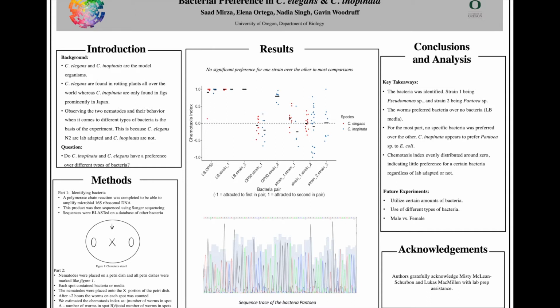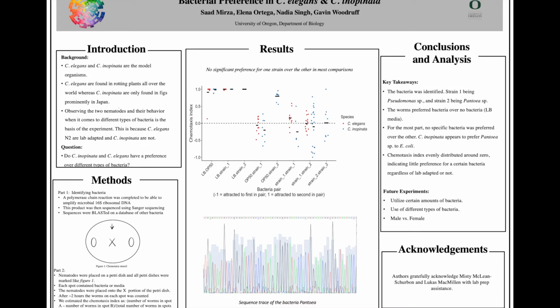The second part was actually observing the behavior. So the nematodes were placed on a petri dish, and all petri dishes were marked like this figure over here. Basically, the X represents where the worms were injected, and then each circle was either put with bacteria or medium, and these nematodes were then counted after 2 hours of being placed on the X to see what their preferences were.